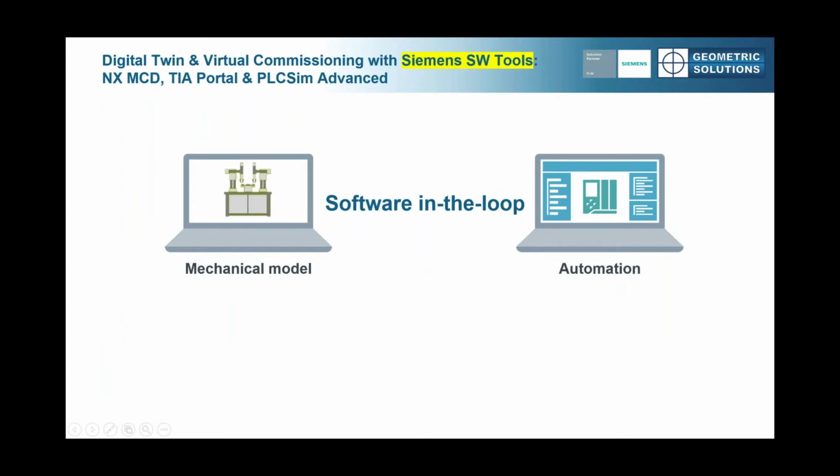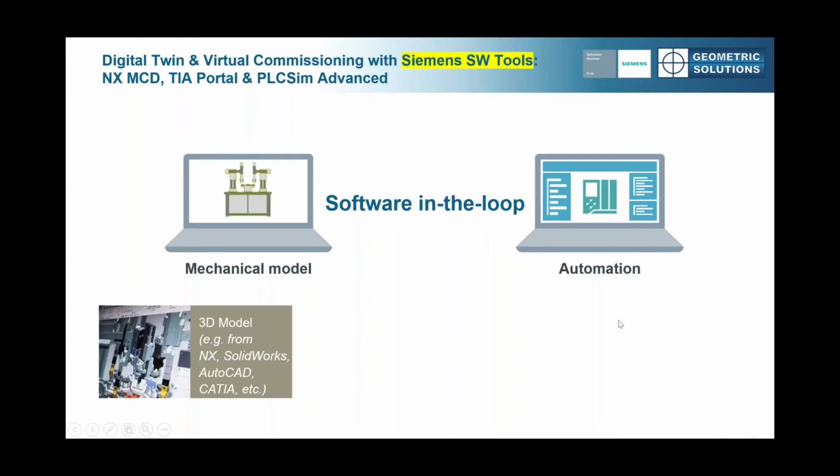So the first, software in the loop. What this means is that the designing, planning, engineering, everything is on a laptop. It's software that's in the loop. We're using NX MCD, we're using the TIA Portal, we're using PLC Sim Advanced. We're using all of these tools. These are Siemens tools, and they are certainly best in class. How does this work? Let's step through it.